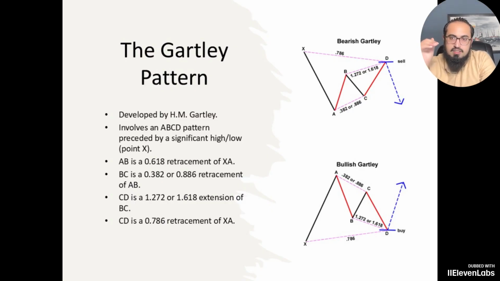Where will our profit target be? Our sell will be above X and our profit target will be below, because this is a trend continuation pattern. At its completion, the trader expects the price will make a move. And if it is a bullish pattern, it will exceed the previous high. So this is the Gartley pattern.